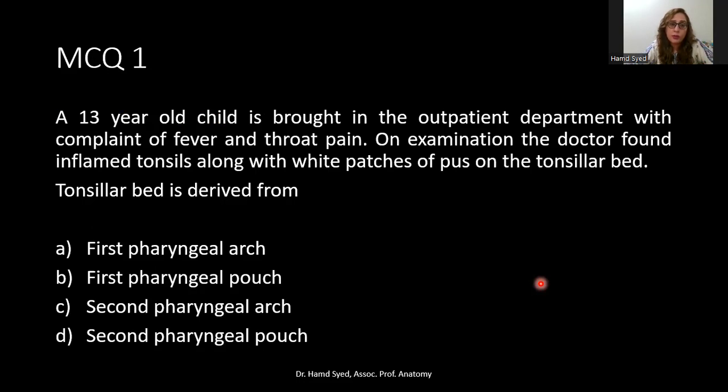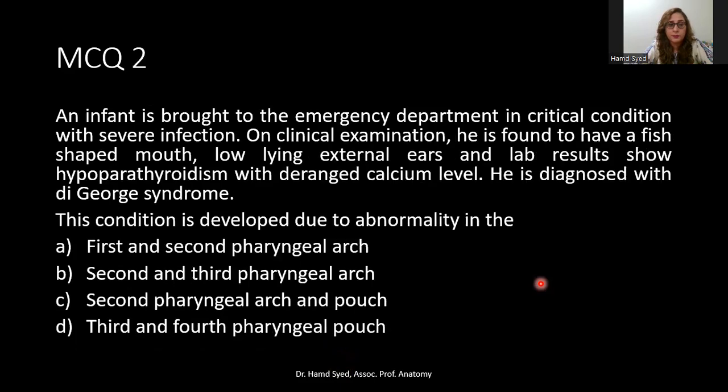So a 13-year-old child is brought to the OPD with complaint of fever and throat pain. On examination, the doctor finds inflamed tonsils along with white patches of pus on the tonsillar bed. So tonsillar bed is derived from, you should know after listening to this lecture, the second pharyngeal pouch. That's the correct answer.